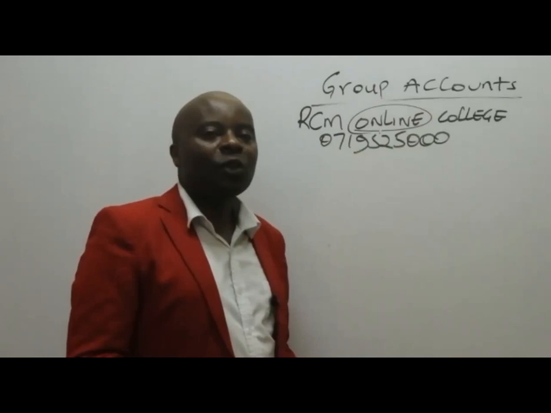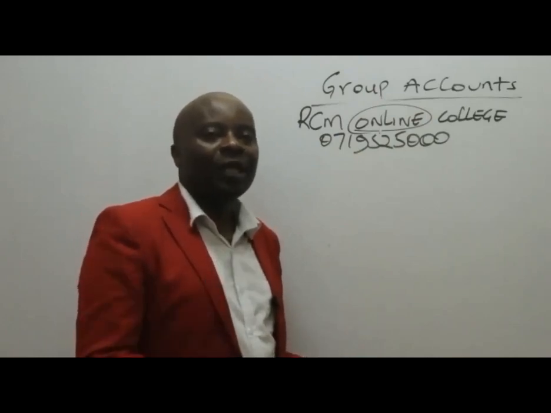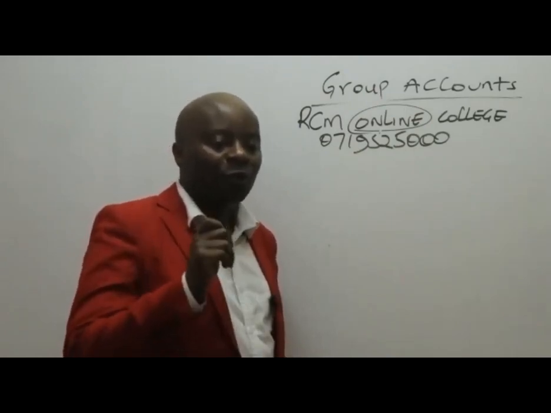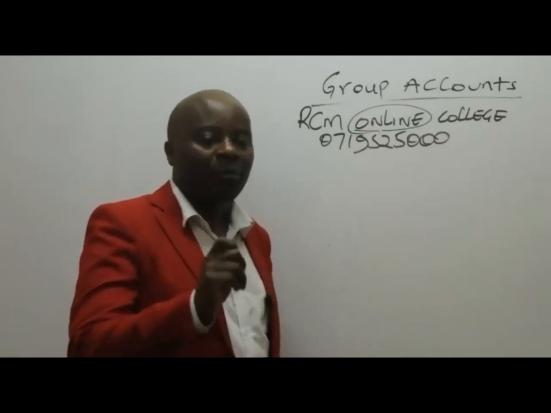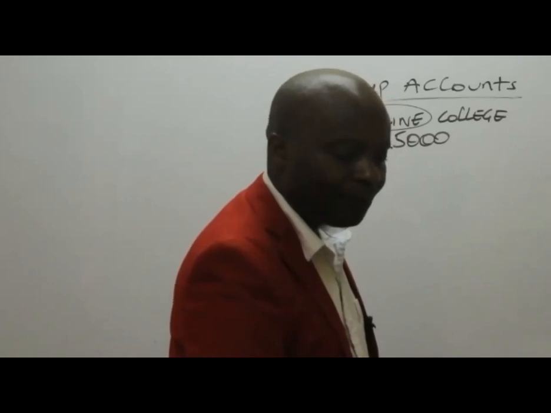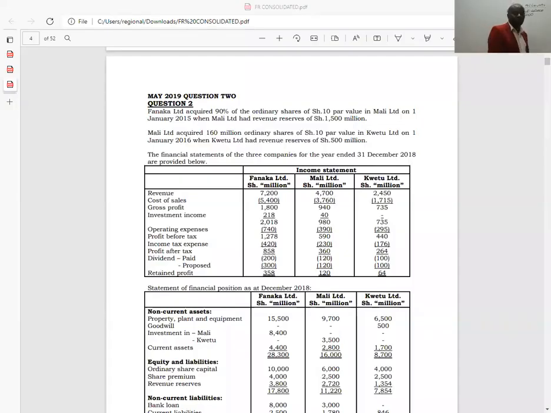So today, I would want us straight away to use very few minutes to showcase how we compute goodwill in a consolidation process. So I want to share my question with you here. It's May 2019 question number 2, financial reporting. Fanaka Limited acquired 90% of the ordinary shares of shillings 10 par value in Mali Limited on 1st January 2015, when Mali Limited had revenue reserves of 1,500 million.